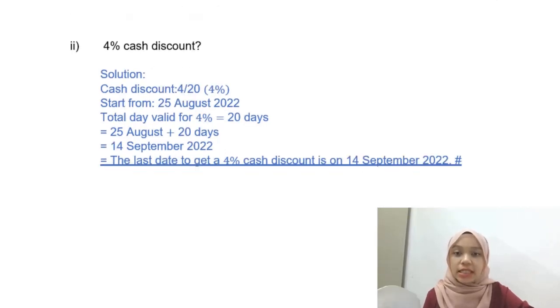Question C2. This question asks for 4% cash discount. It has the same solution as the previous question. We just need to add 20 days after 25th August because 4% equivalent to 20 days. And the answer of this question is 14th September 2022.